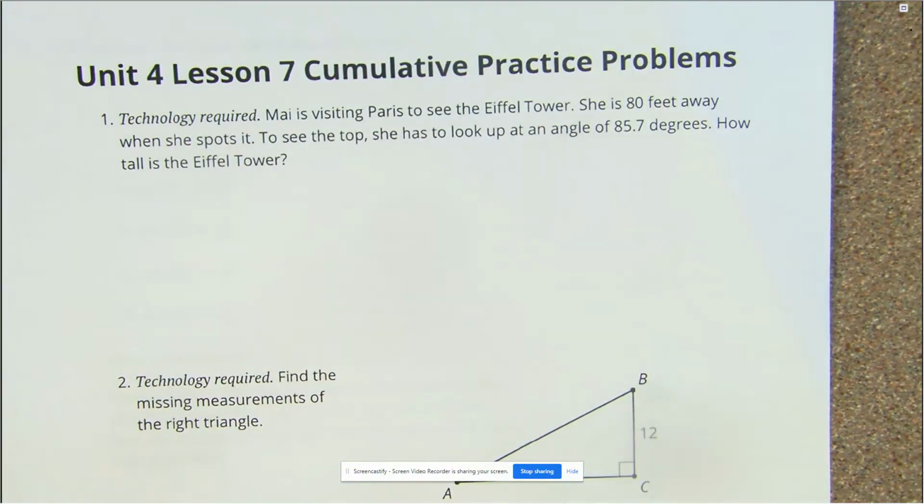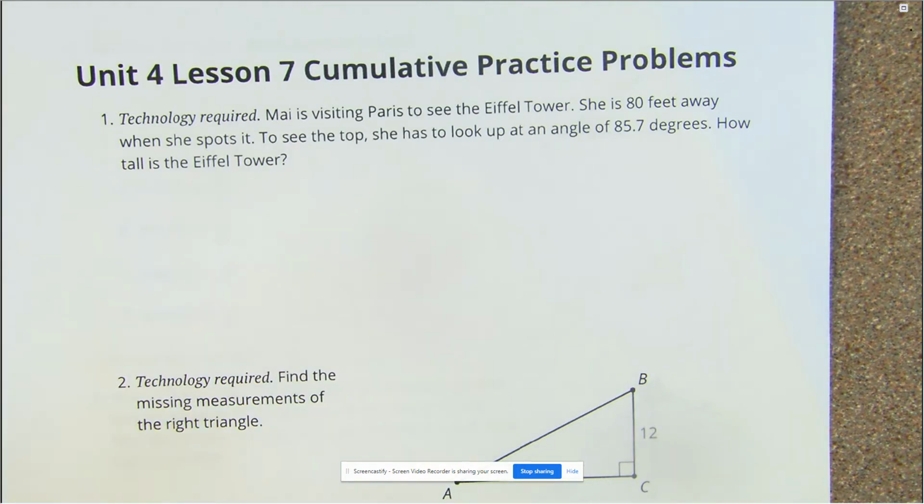Everybody, it's Miss Austin. I'm going to be going over the Unit 4, Lesson 7 problems. So we have started learning right triangle trig, and we have now learned that these ratios have names: cosine, sine, and tangent.